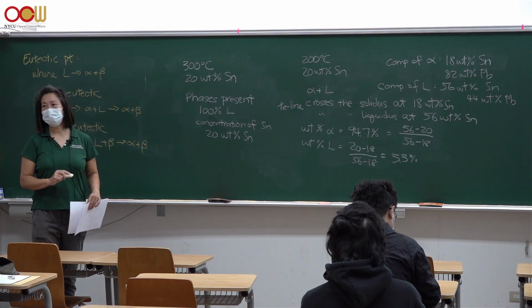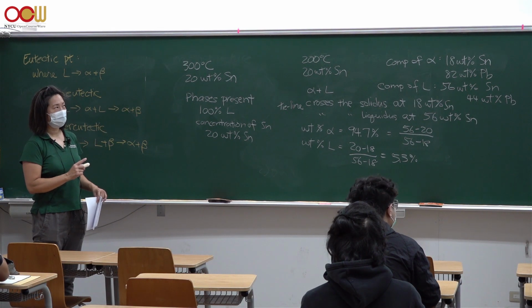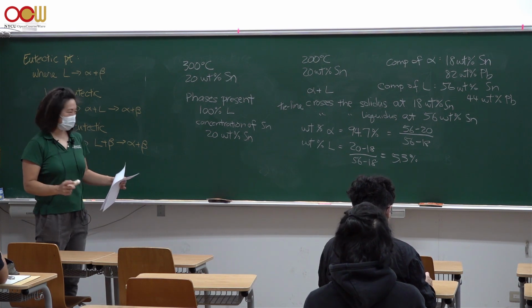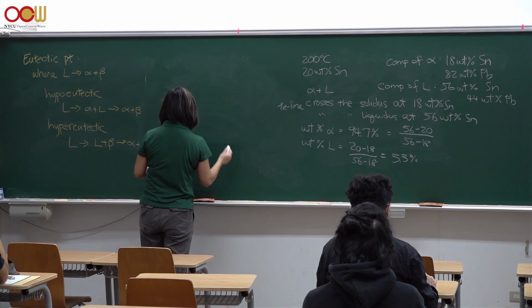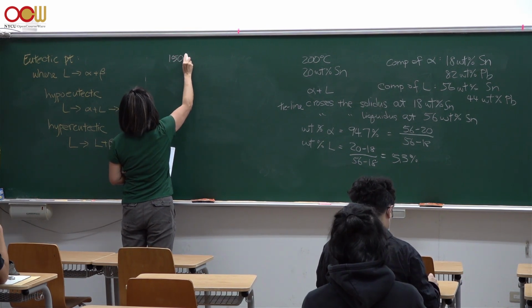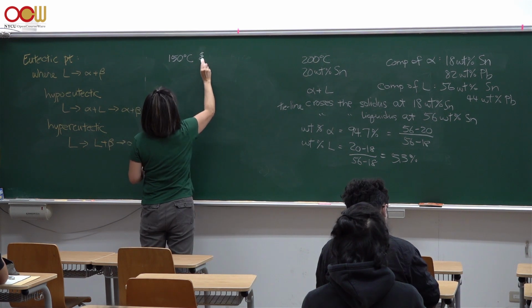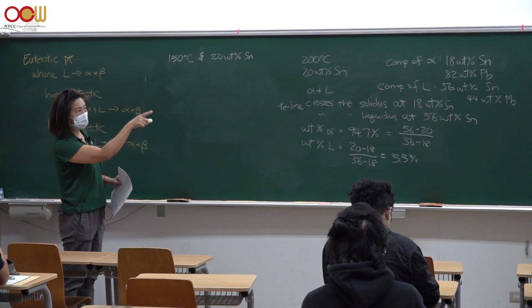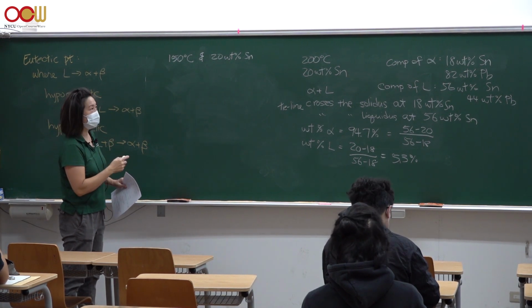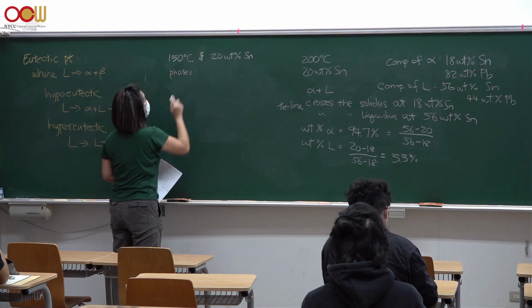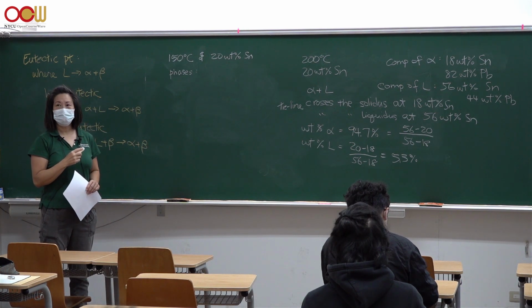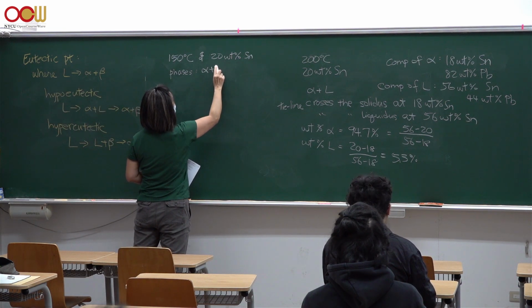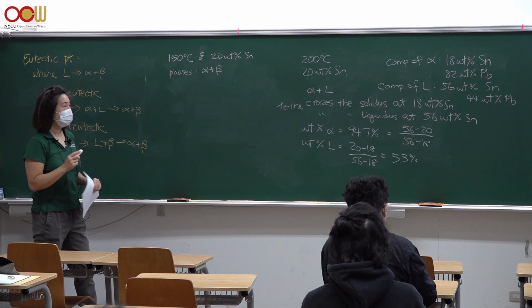It is important for you to know how to read a phase diagram. And this is one of the simplest phase diagrams. So I'll go over another example. What happens at 150 degrees Celsius, 20 weight percent tin? So that's the third red dot that I have on that phase diagram. So phases. What are my phases present? Okay, so two different solids, alpha and beta.